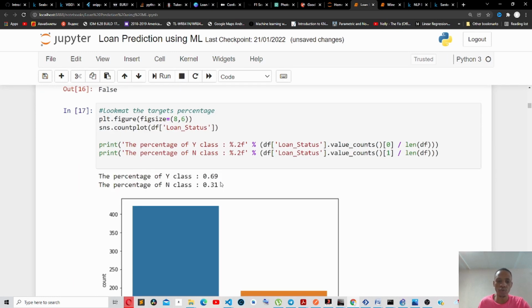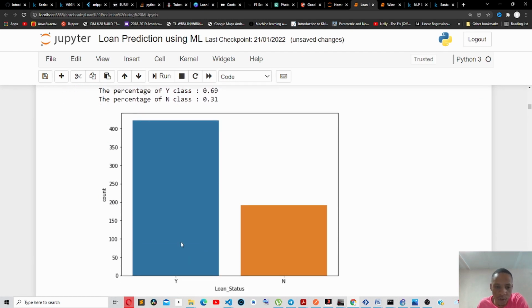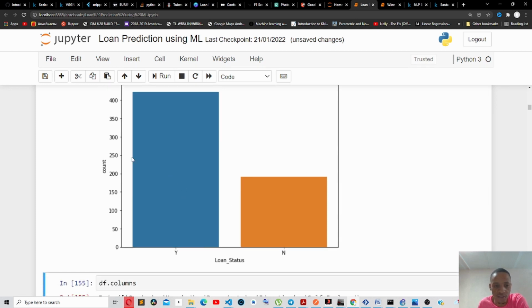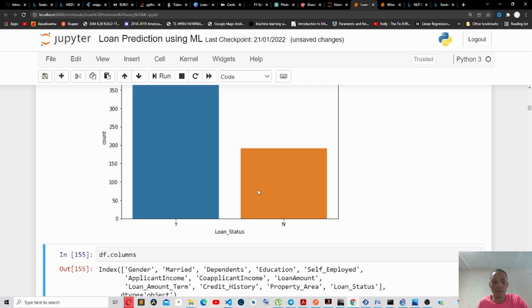Now, what we are going to do is look at the distribution of our dataset, right? As we look into the distribution, we can see that our dataset is an imbalanced dataset. As you can see, more people were given loans than people that were not given loans. Y stands for yes, about 420 or more people were given loans, and here it's about 200 people that were not given loans.